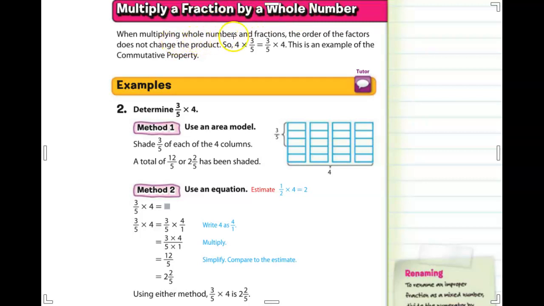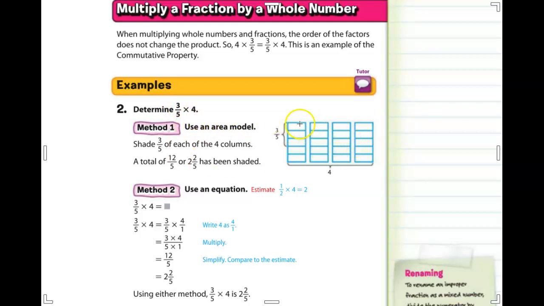When multiplying whole numbers and fractions, the order of the factors does not change the product. That is called the commutative property. 4 times 3/5 is the same as 3/5 times 4. So if we are multiplying 3/5 times 4, we could actually solve this by drawing a picture.